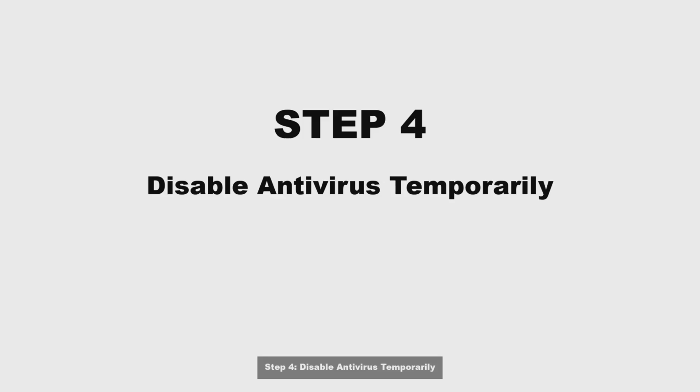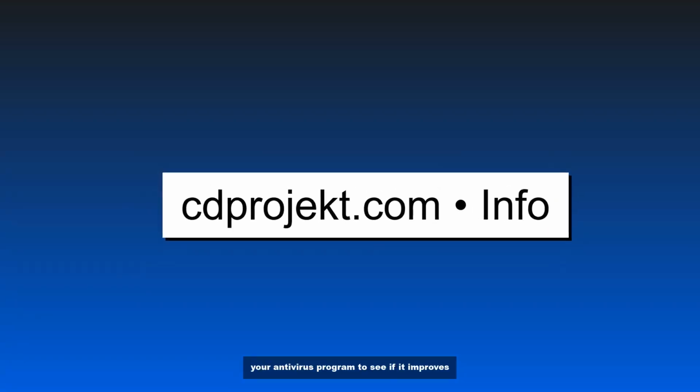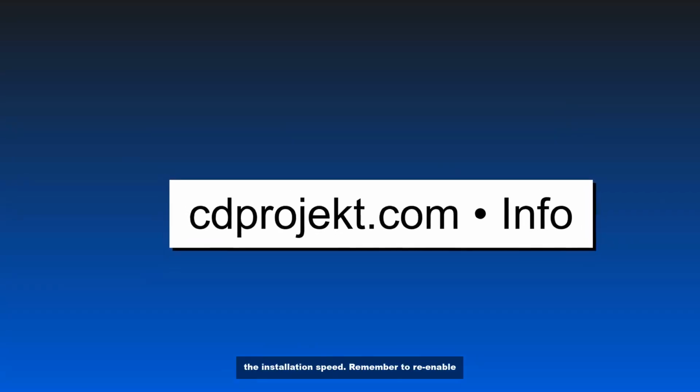Step 4. Disable antivirus temporarily. Sometimes antivirus software can interfere with game installations. Temporarily disable your antivirus program to see if it improves the installation speed. Remember to re-enable it after the installation is complete.